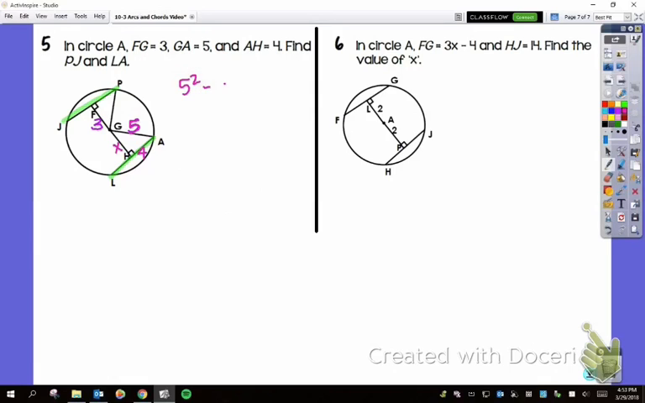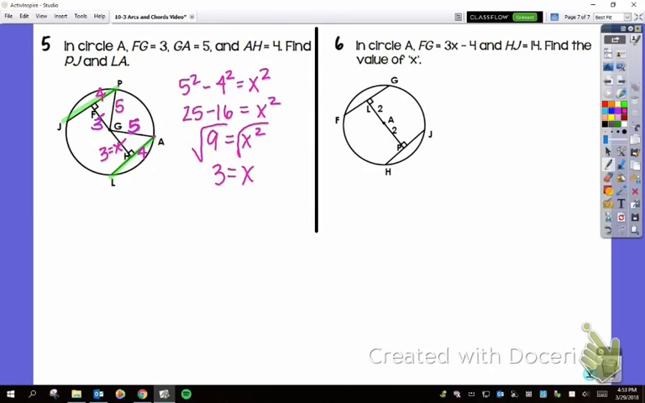So we would say 5 squared minus 4 squared equals x squared. 25 minus 16 equals x squared. 9 equals x squared. Take the square root. And 3 equals x. So these pieces are equidistant from the center, which therefore means that they're going to be equal. Now, the other part that we have here technically is that GA is a radius, is 5. So PG is 5, which obviously means that PF would be 4.